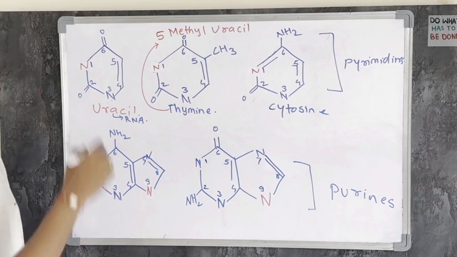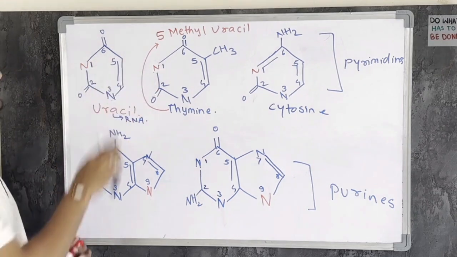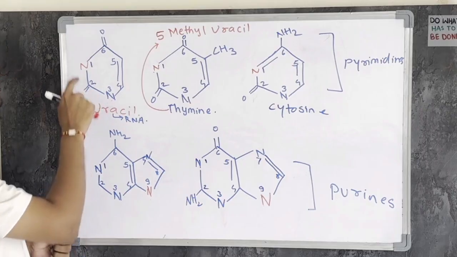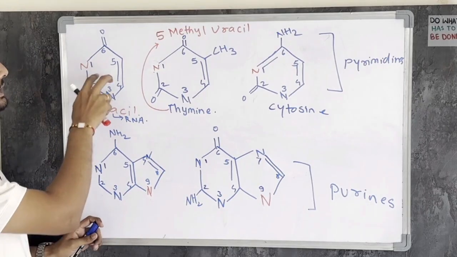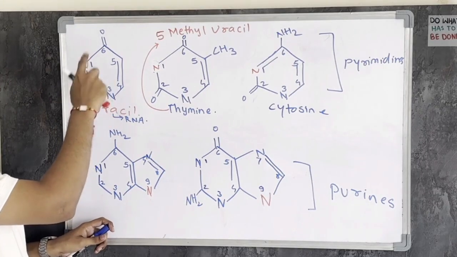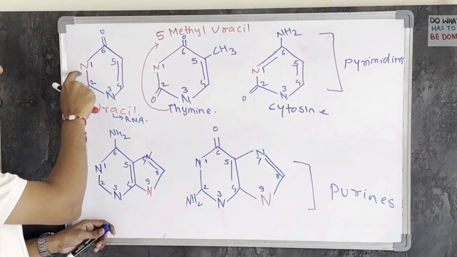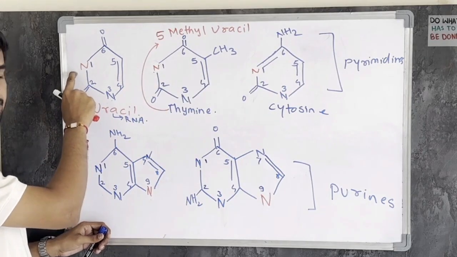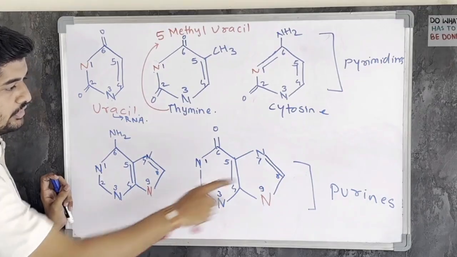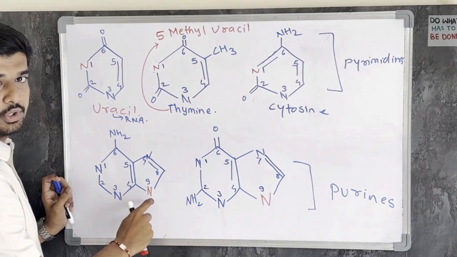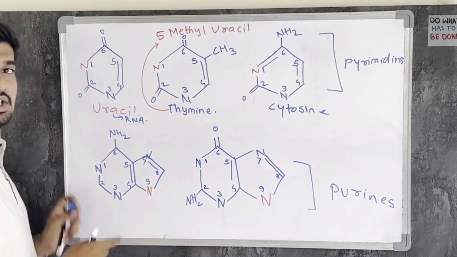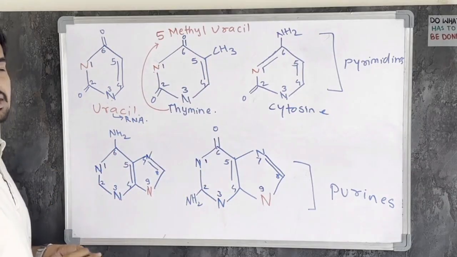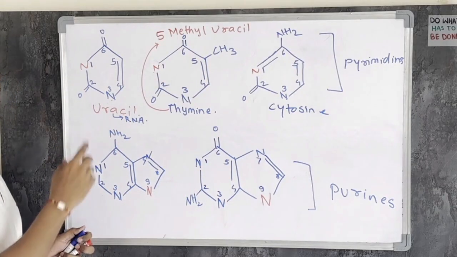Now let's see why I have written this nitrogen in red color. Wherever there is this red nitrogen, at that position the bond is going to form. This nitrogen is going to form the bond with the sugar molecule. So at the first nitrogen of the pyrimidine, the bond is going to get formed, and at the 9th position of the purines, the bond is going to get formed. I hope all the structures of the pyrimidines and purines are clear. Now after this, we are going to see how a nucleotide is formed.